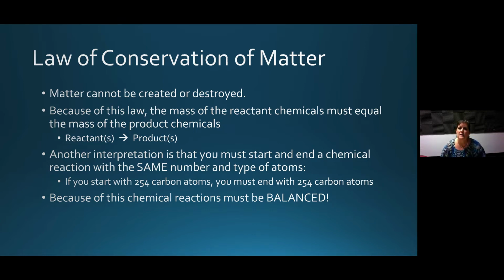Another interpretation is to say you have to start and end a reaction with the same number and type of atoms. So if I start with 254 carbon atoms, I have to end with 254 carbon atoms. So because of this, chemical reactions have to be balanced.